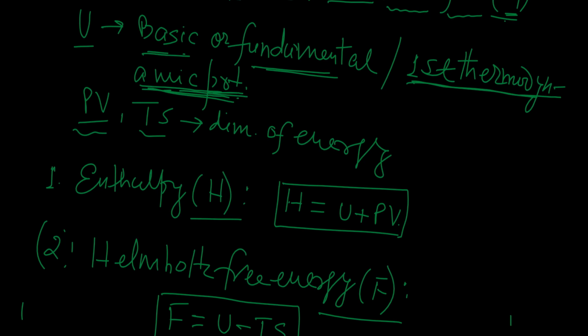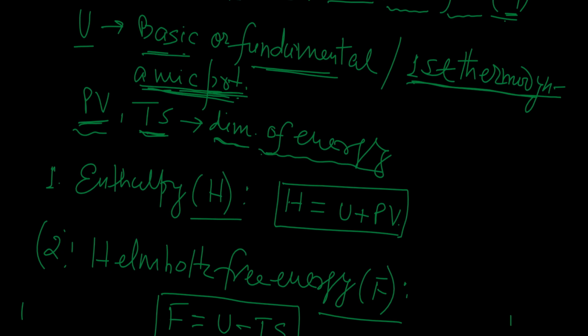In fact, the other 3 thermodynamic potentials, that is H, F and G, are obtained simply by the combination of U with the terms like PV and TS. In other words, the remaining three thermodynamic potentials are simply obtained by combining the products PV and TS. As you know, these products PV and TS have dimensions of energy. PV has dimension of energy. TS has also dimension of energy. And U is simply internal energy.